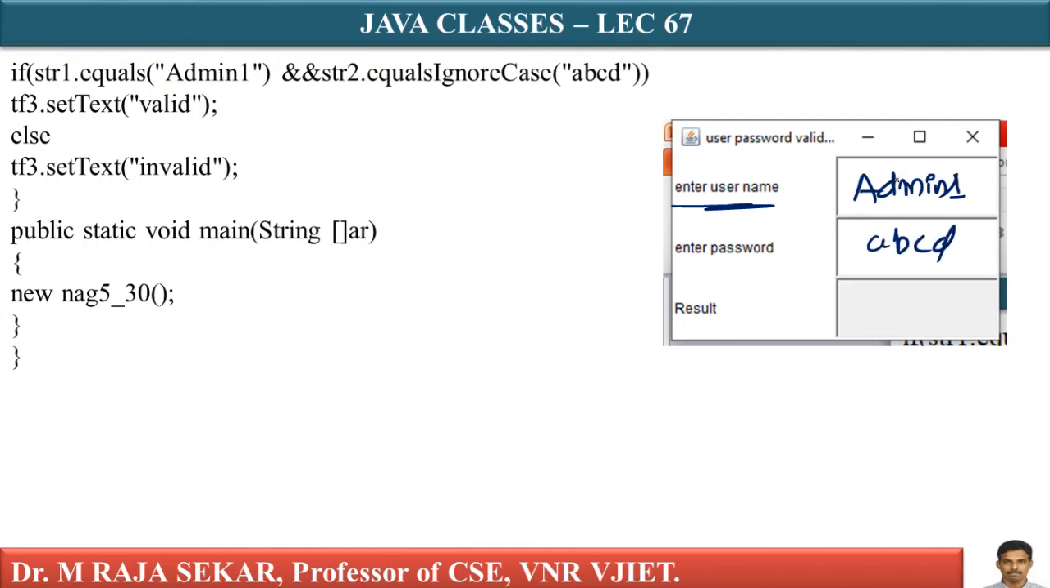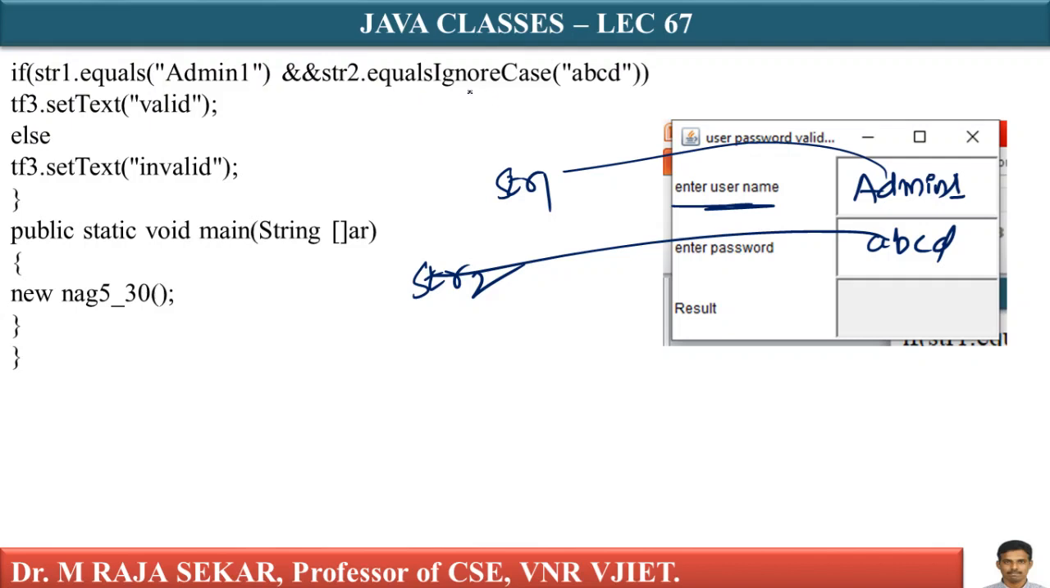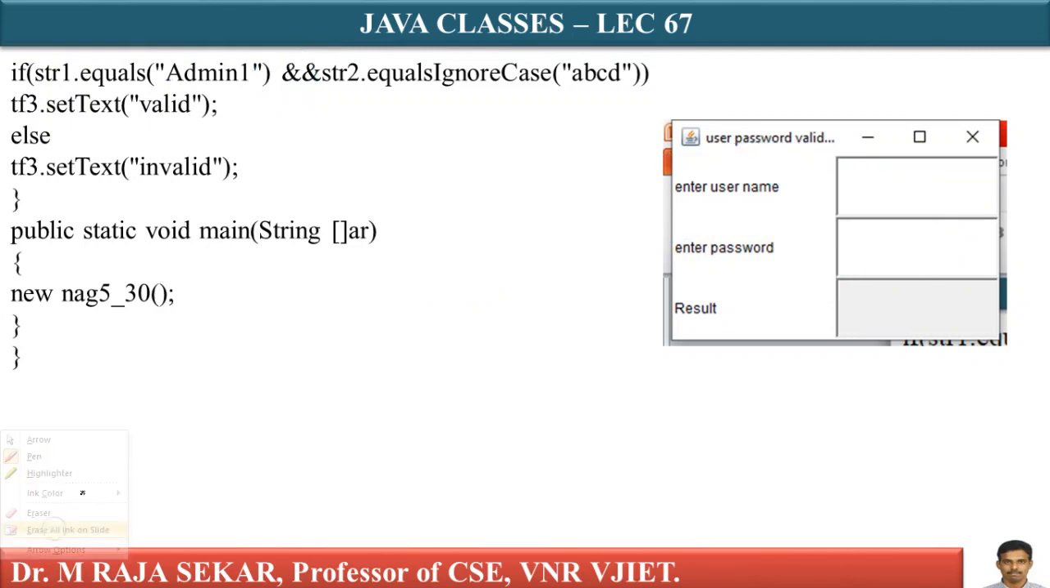What is in str1? This is in str1, and this is in str2. Admin1 equal to admin1 and abcd, then what output will it display here? It will display the output as valid. If I say just ad instead of admin1, in str1 you will have ad, which equals admin1, false. AND means both must be true. False means you will go to else, where tf3.setText, you will get invalid here. This is the mechanism by which you can understand username and password fields.